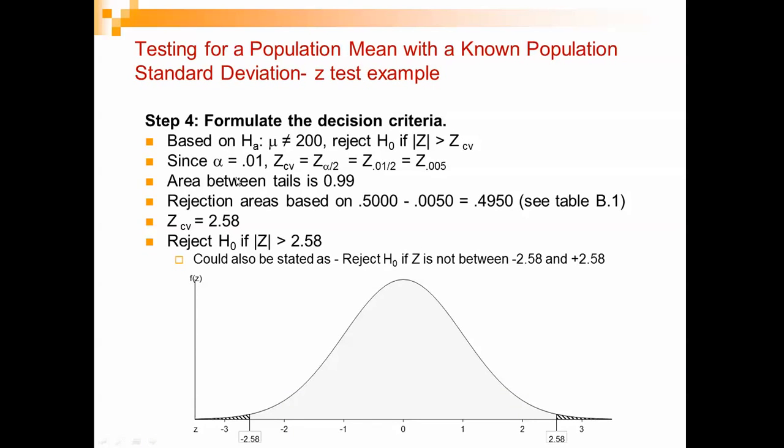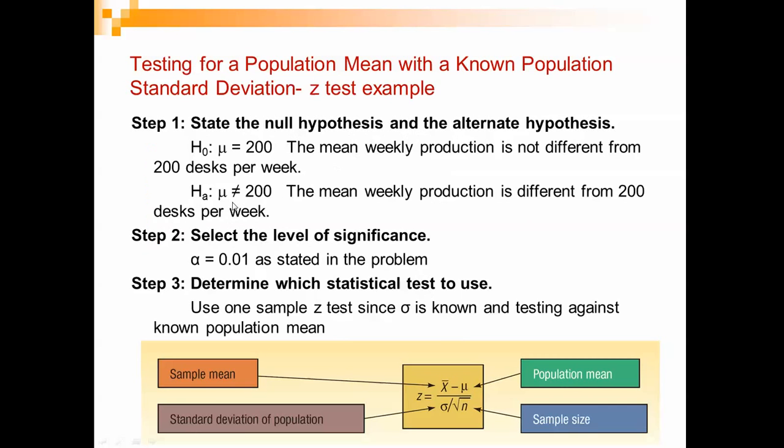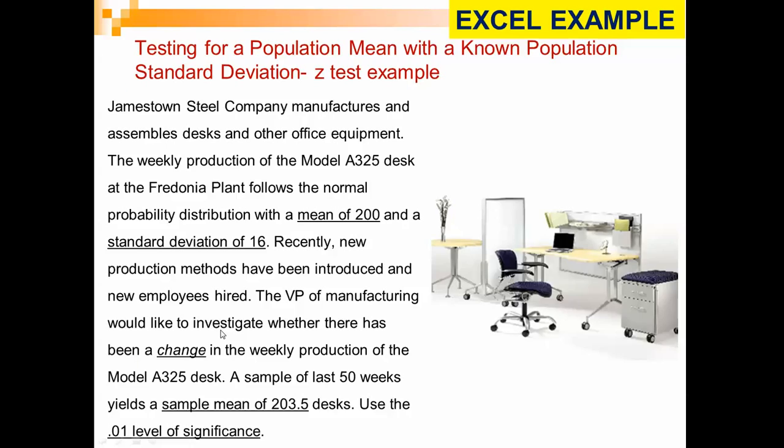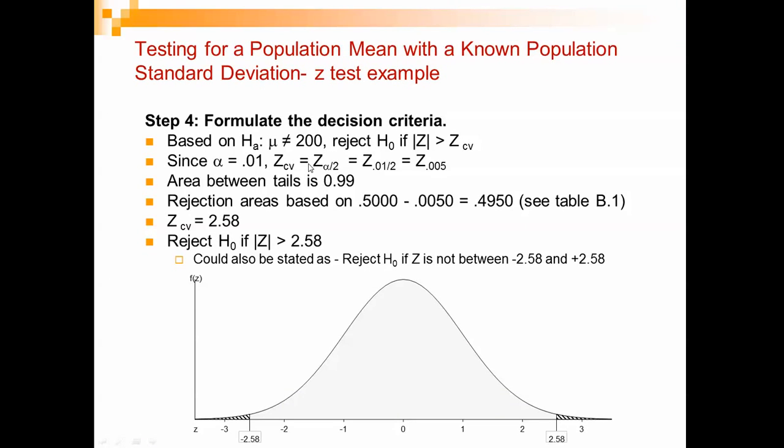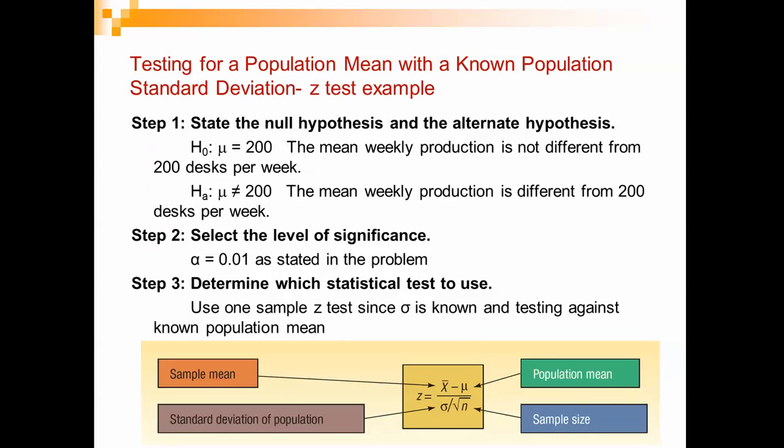Okay, so now step 4, we formulate the decision criteria. Now remember I highlighted the word change? That should have given you an indication that this is a two-tailed test, in which case we're going to use an equals sign. So we formulate the decision criteria based on the alternate. Well, actually we did that up here already.